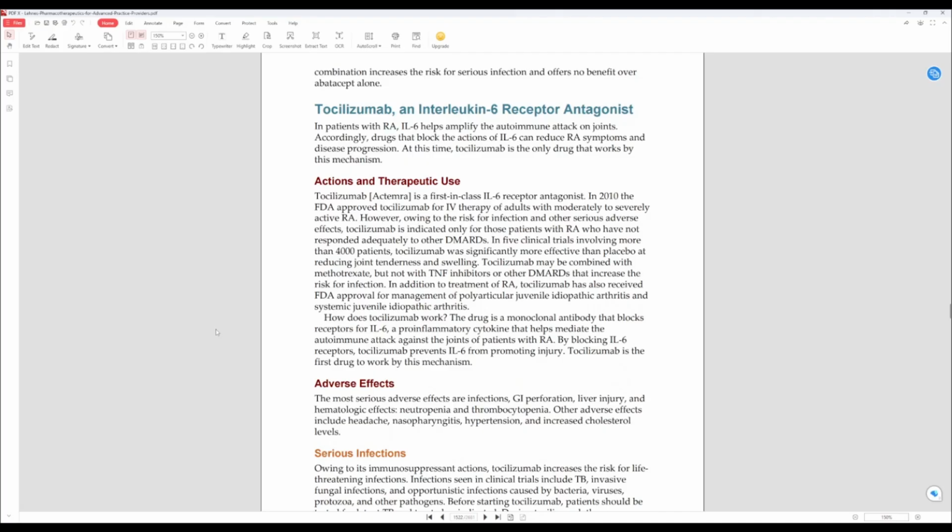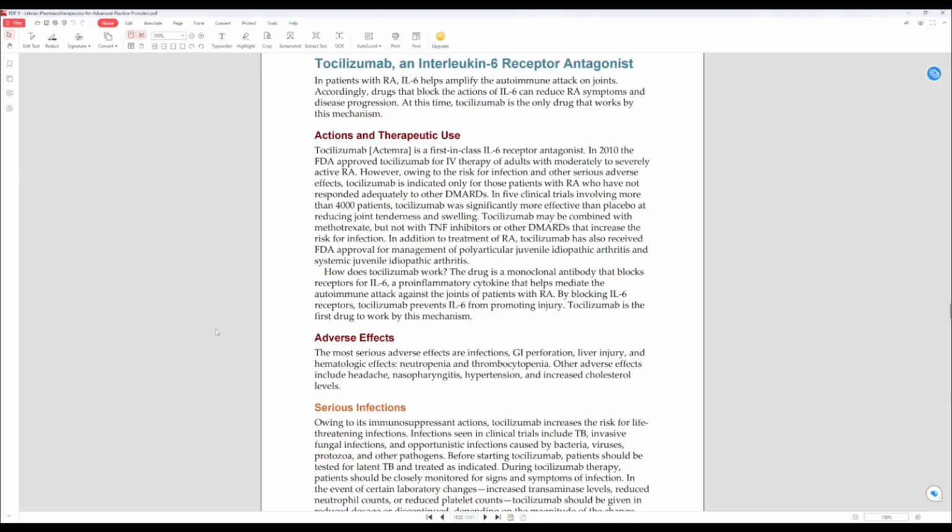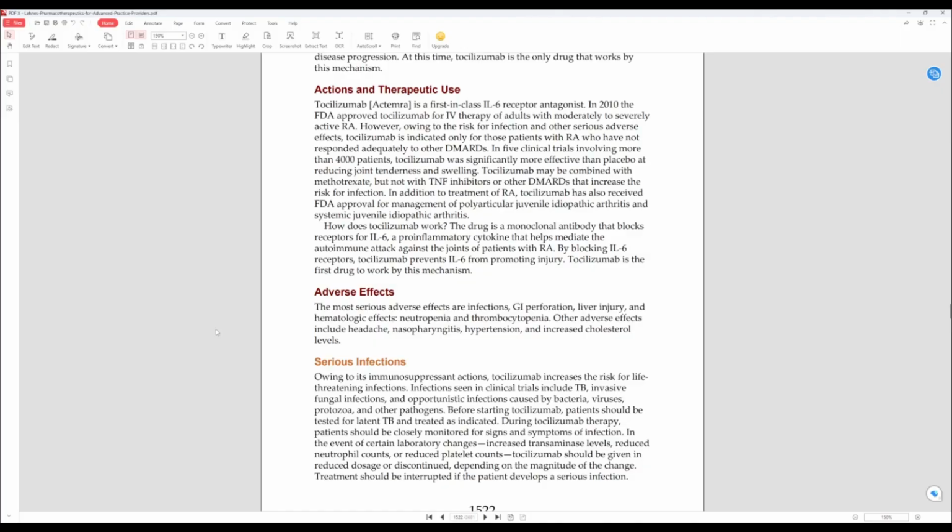Which brings us now to tocilizumab, an interleukin-6 receptor antagonist. In patients with RA, interleukin-6 helps amplify the autoimmune attacks on joints. Accordingly, drugs that block the actions of interleukin-6 can therefore reduce RA symptoms and disease progression. At this time, tocilizumab is the only drug that works by this mechanism. Also known as Actemra, it is the first in its class interleukin-6 receptor antagonist.